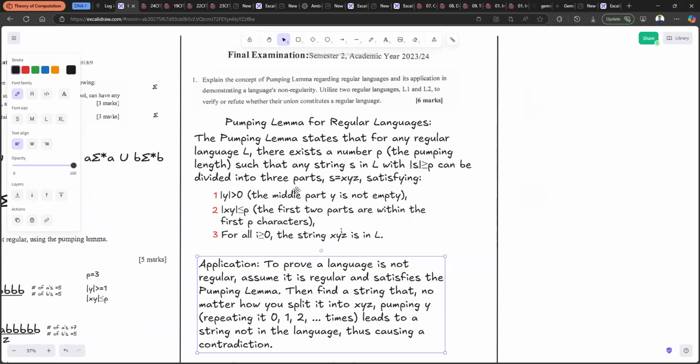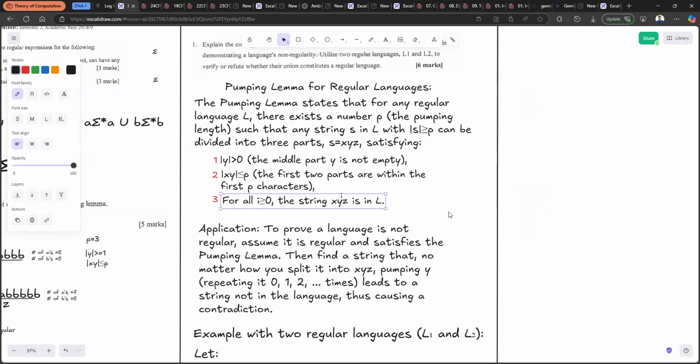The middle part Y is not empty, which is this condition that we have here. The length of X and Y is less than or equal to P, which basically is what I said. So the first 2 parts are within the first P characters. So if we pump 3, X and Y must be within the first three characters. And then for all i greater than or equal to 0, once we pump it, it must still be in the language.